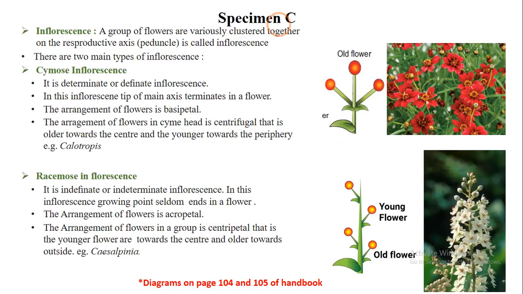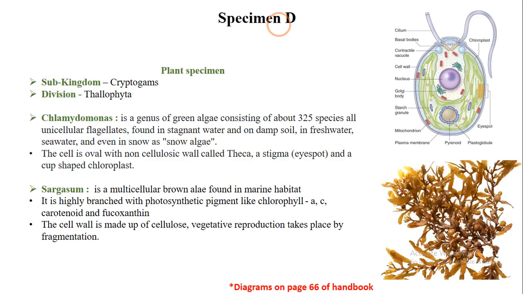Then we studied specimen C. Specimen C has two specimens, and both are types of inflorescence. The first type of inflorescence that we studied is cymose inflorescence, and the second one is racemose inflorescence. Then specimen D, or spot D.